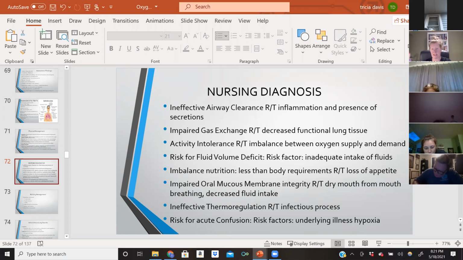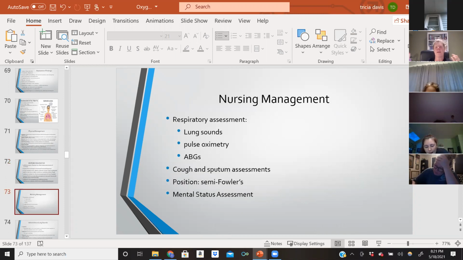Also combined with that decreased fluid intake, ineffective thermoregulation related to that infectious process. So that would be their fever. And then risk for acute confusion. Risk factors would be underlying illness and hypoxia. So remember, if we don't have enough oxygenation, nothing gets that good, rich oxygenated blood, including our brain. It is an organ.